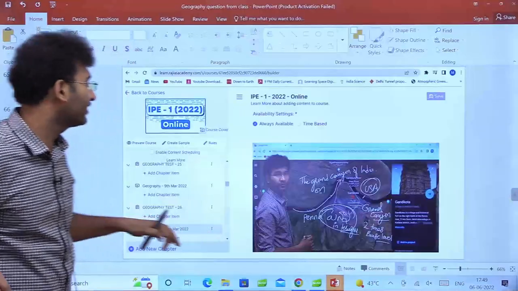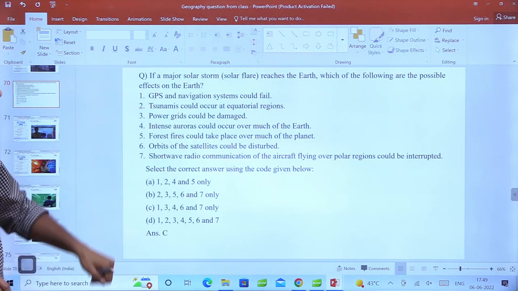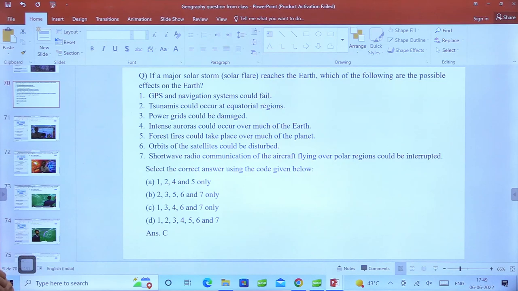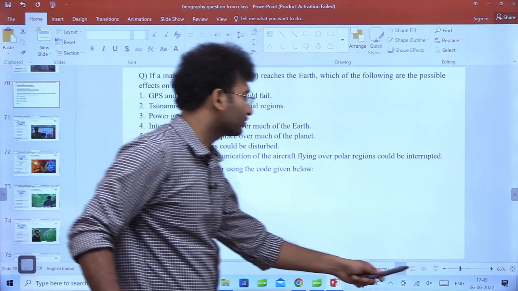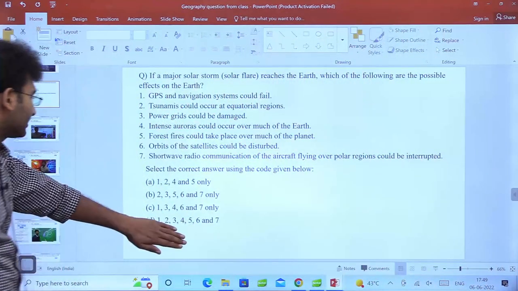And the next question is about solar storms. Again, solar storms: the major solar storms reach the earth. Which of the following are the possible effects on the earth? Please comment down your answers if you are aware of the answer.